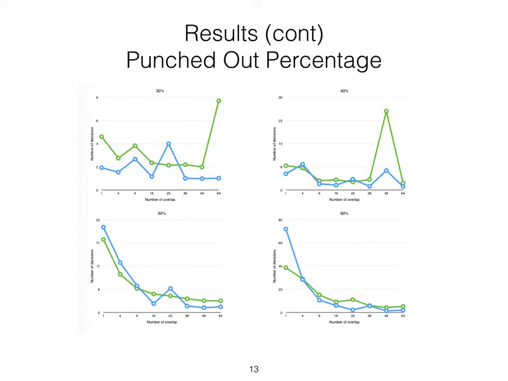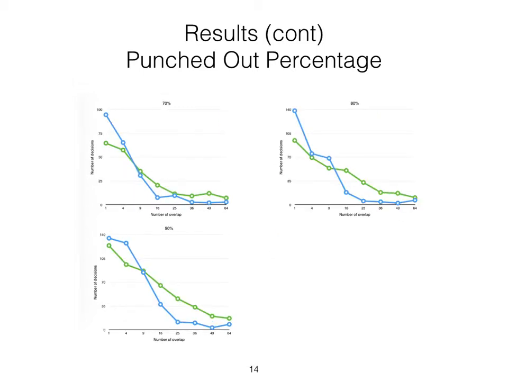However, if you look at the 50 and 60%, we can see that the shapes of the blue line and the green line are nearly the same. If we go even to higher punched out percentages, we have almost exactly the same shape, and in the high number of overlap regions, the blue line is still lower than the green line.